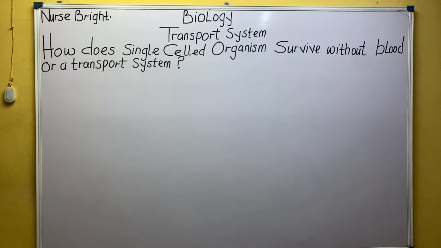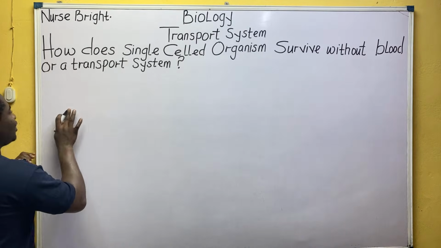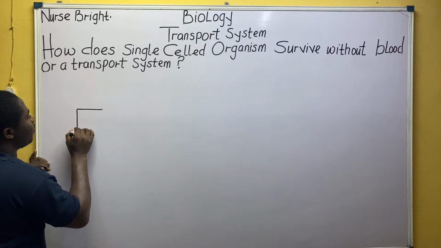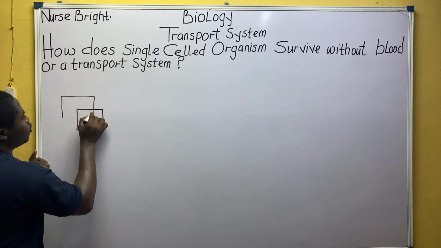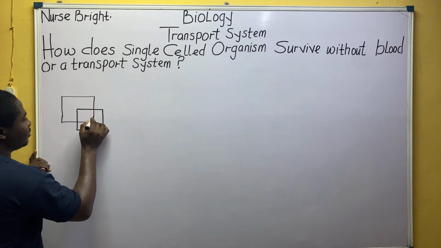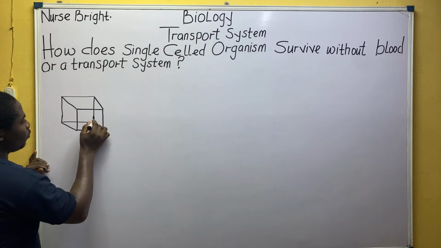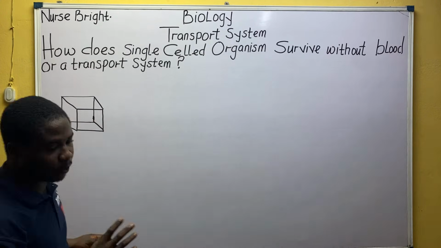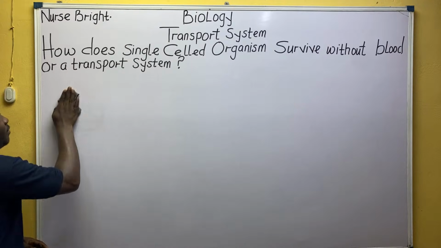So I'm going to show you guys something. Assuming we have an organism, but it's going to be a box in this case, a square box. If I want to draw a square box, you draw something like this, then you draw another one, like you did in primary school. Let me draw it well so it will be fine. Pay attention, everybody.